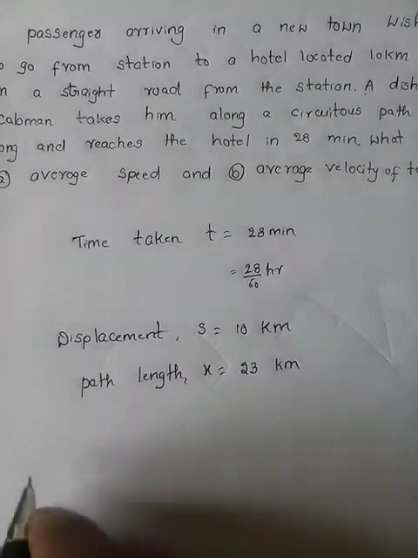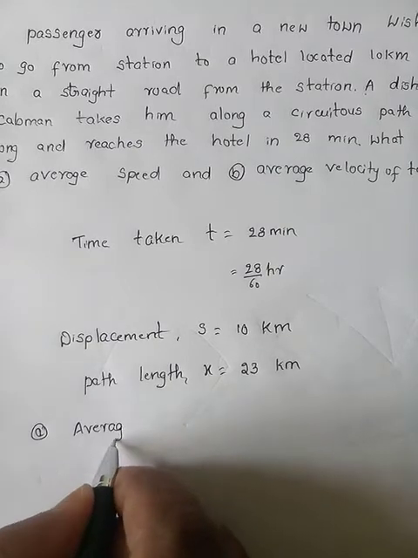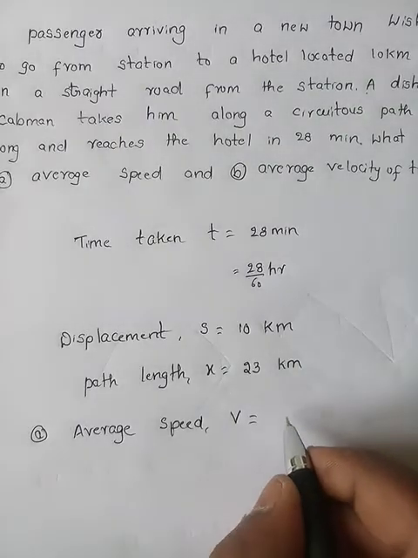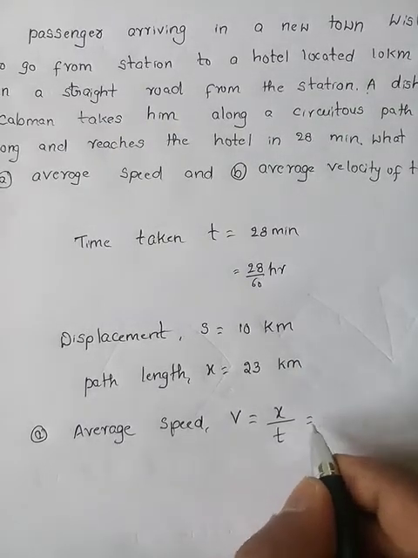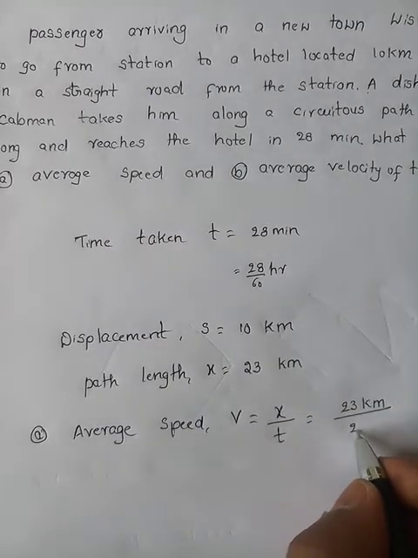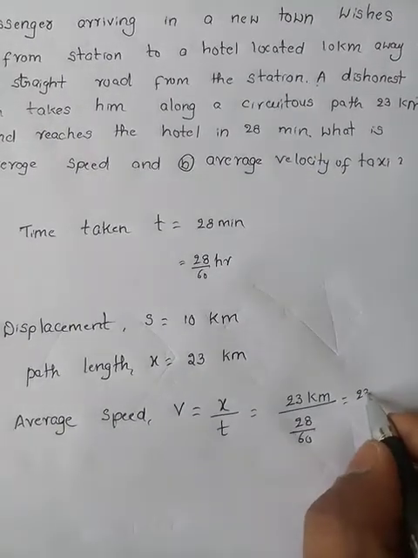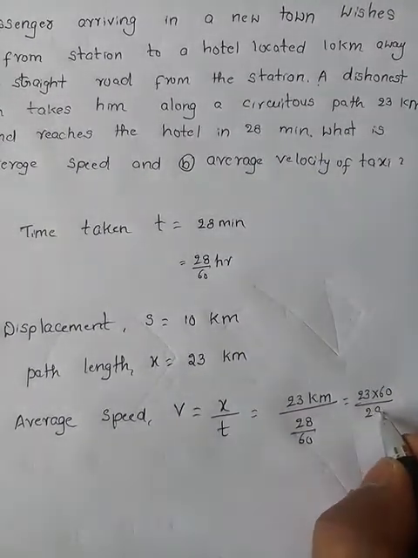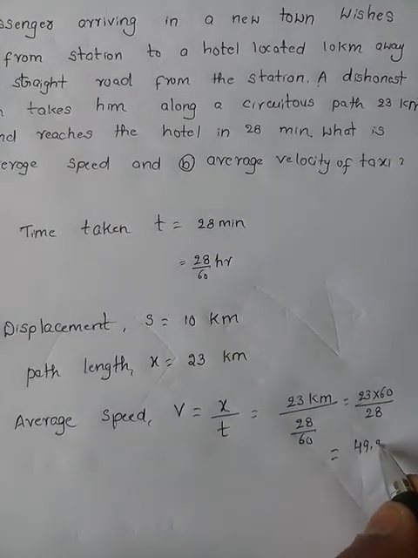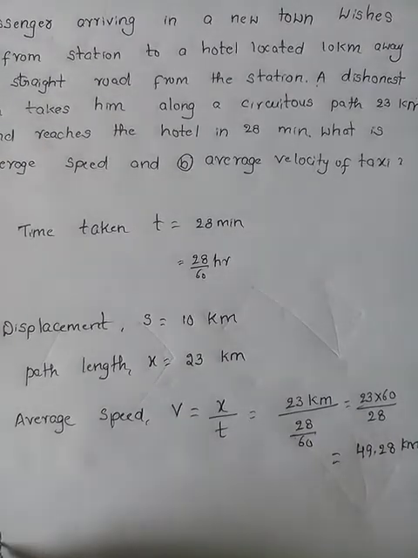23 kilometers. Now, first one is what? Average speed. What is average speed? Total distance travelled by the object to total time taken. So, total distance by total time taken. What is the total distance travelled? 23 kilometers by total time, which is 28 by 60. So, we should calculate 23 into 60 by 28. That gives us what? Average speed of the taxi is what? 49.28 kilometer per hour.